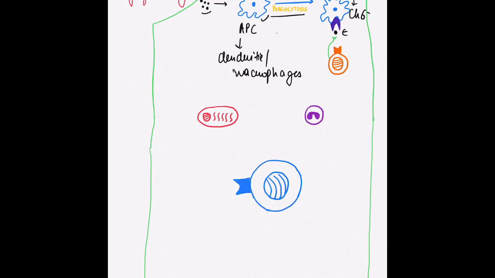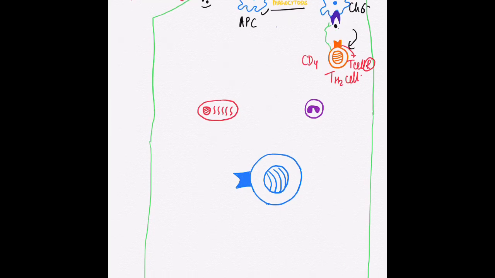Now, this dendritic cell, along with MHC2 complex, takes the allergen to the T helper 2 cell. This T helper 2 cell expresses two important things on its cell membrane. One is the CD4 molecule, and the other is the T cell receptor. Now, this T helper 2 cell will interact with the dendritic cell. The allergen will bind to the T cell receptor, whereas the CD4 molecule interacts with the MHC2 complex.